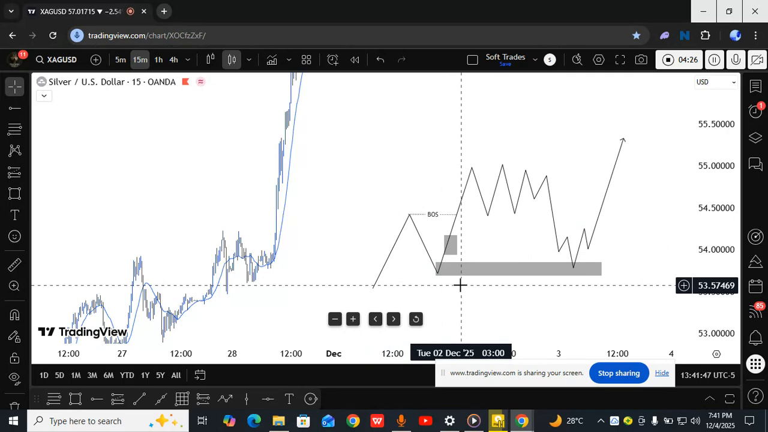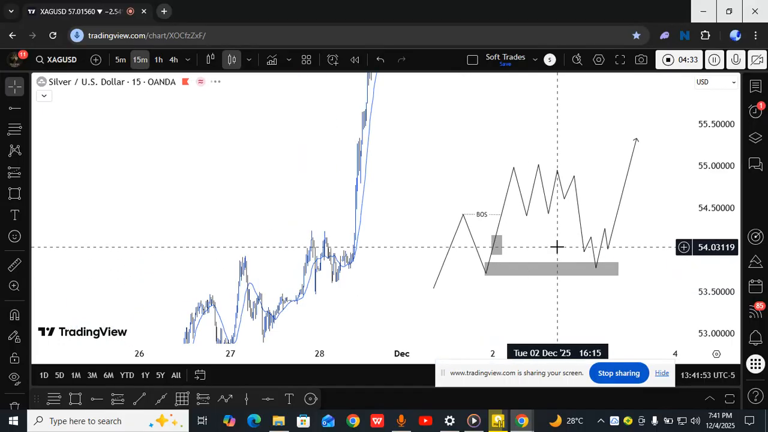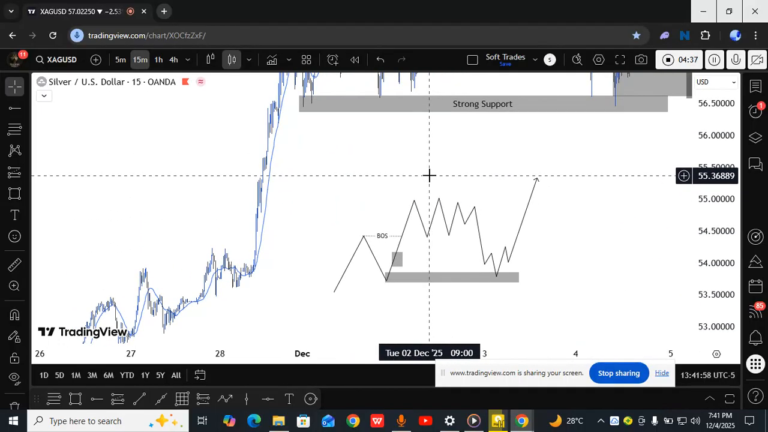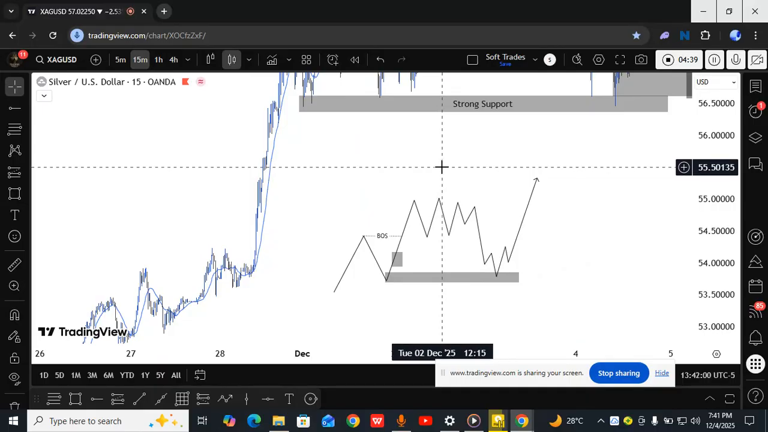You need to see a 1-hour fair value gap on a 1-hour structure. You don't mix it. If you are sticking with the 1-hour structure, you stick with the 1-hour fair value gap. If you're sticking with a 15-minute setup or structure, you stick with the 15-minute fair value gap. That is how this whole thing works.